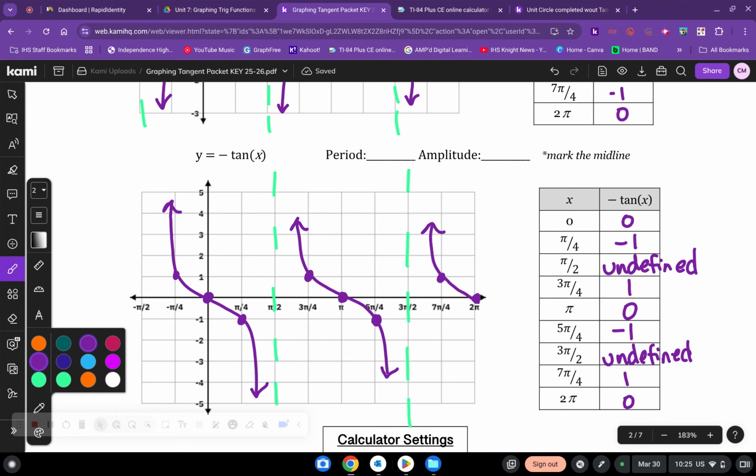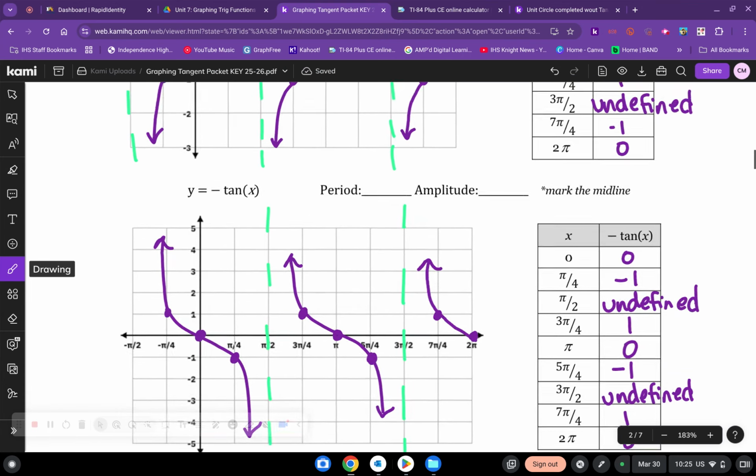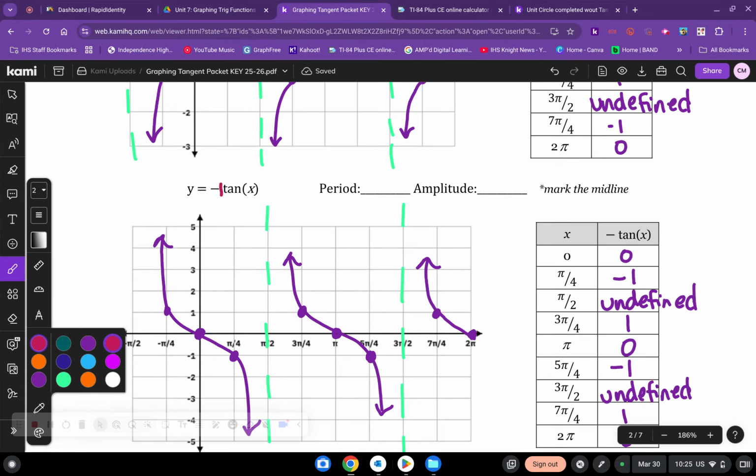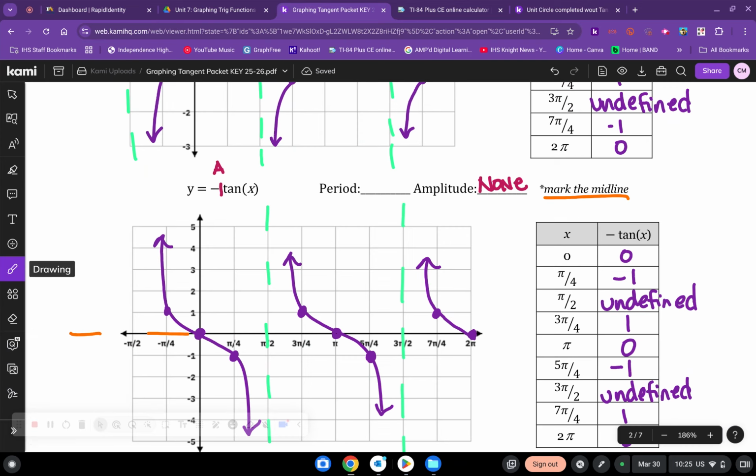So to fill in the key attributes for negative tangent of x, keep in mind that that means the a value would be negative 1. The a value is negative 1, indicating a reflection, but the amplitude is none, because the amplitude means the distance from the midline to the maximum, or midline to minimum, and we don't have a maximum or minimum. So let's definitely go ahead and mark the midline. The midline goes through those points of inflection.